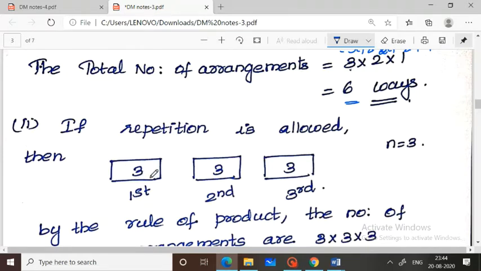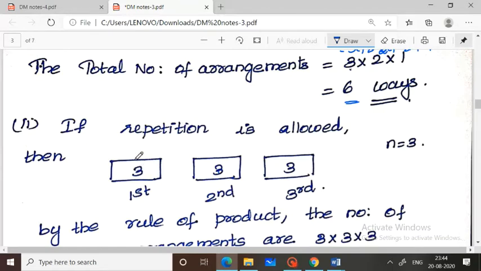Now, once I fill a column with a single letter, that letter can be repeated in the second position also. I can fill either the first letter or any other different letter. Remember that the second position can be filled in how many ways? 3 ways. Why is it 3 ways? Because the first position has 3 letters.